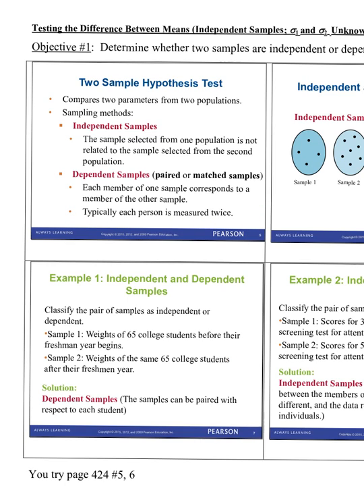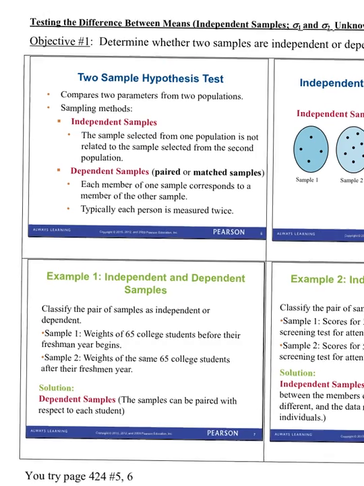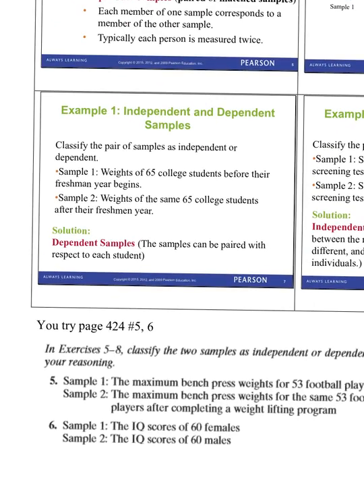Okay, so for you to try that, example 1, if we look at sample being the weights of 65 college students before their freshman year begins, and then the same 65 college students after their freshman year, clearly I would have the dependent sample situation because those same 65 freshmen are measured twice and there's a pairing involved.